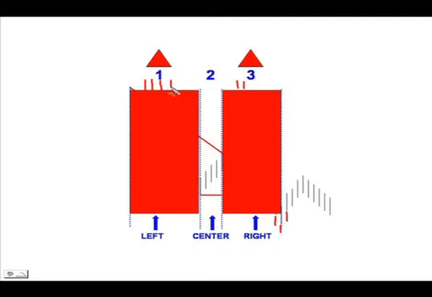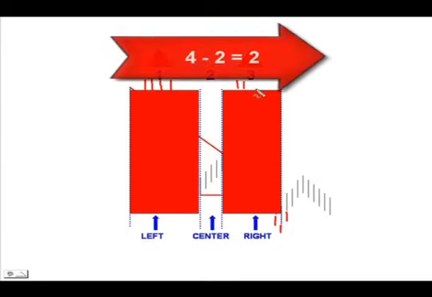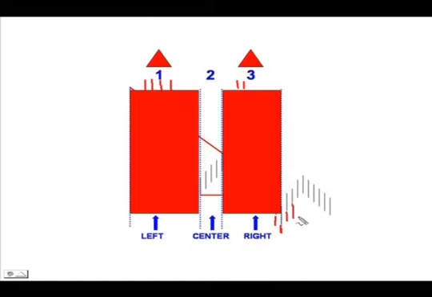If we had 4 on the left and 2 on the right, then there would be a difference of 2, and so the timing would have to be shifted not 1, but 2 bars. So it's a matter of the difference between the two that would determine in which direction and how far you would move the timing.